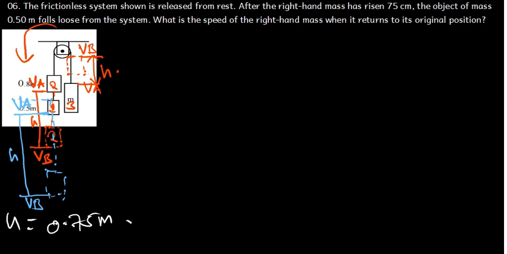We're going to come and analyze now the situation when it's going in the opposite direction. Now let's see. We have how many things? We have three. So we're going to say the mechanical energy initial has to be equal to the mechanical energy final.